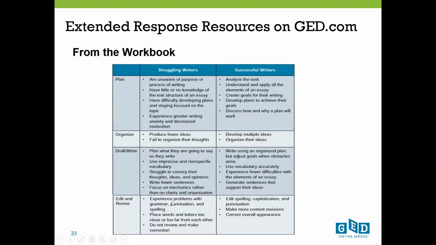So here is the kind of visual guide you will find in the workbook. And it really shows kind of like the prompt. You've got the part where you're planning, you're organizing, you're drafting and writing, and then finally you're editing or revising. And these bullets really compare how a struggling writer might be falling short in this dimension, but a successful writer is mastering that.